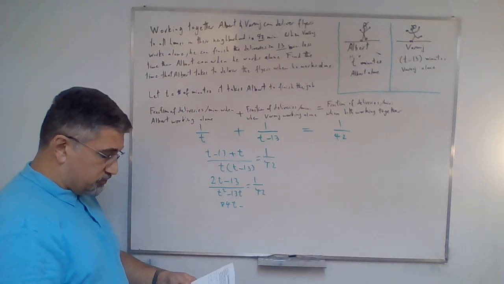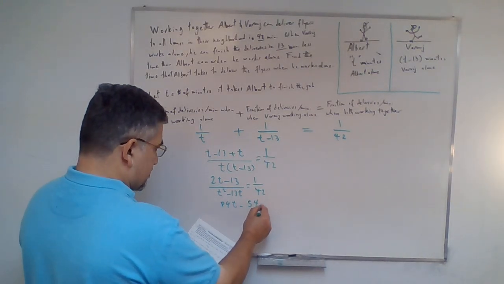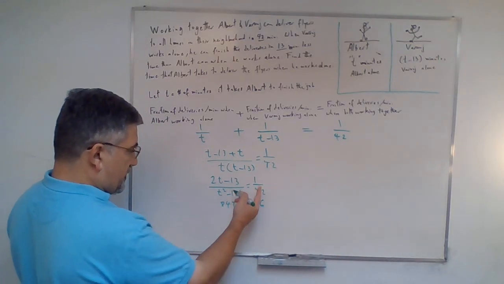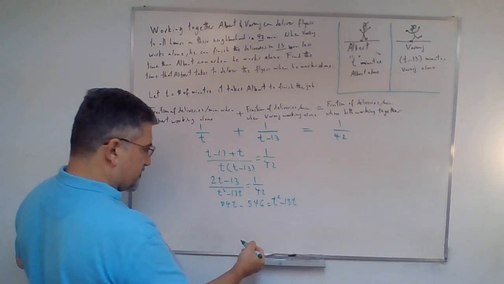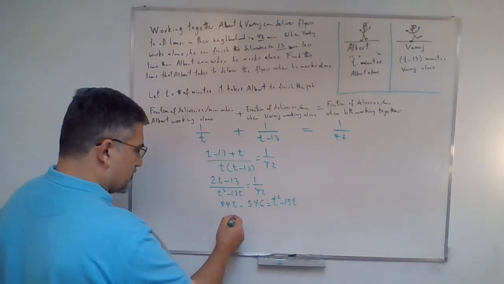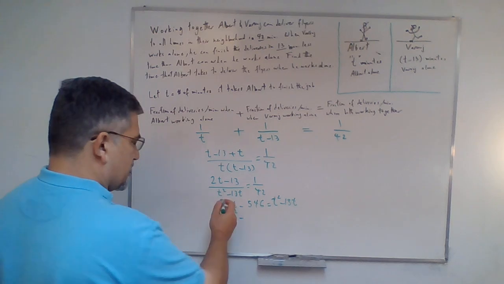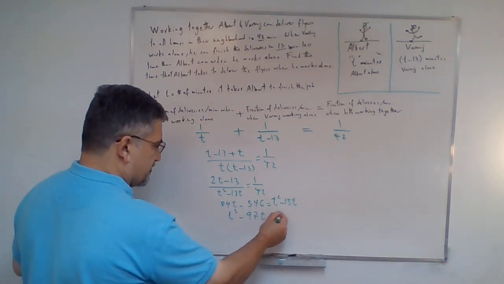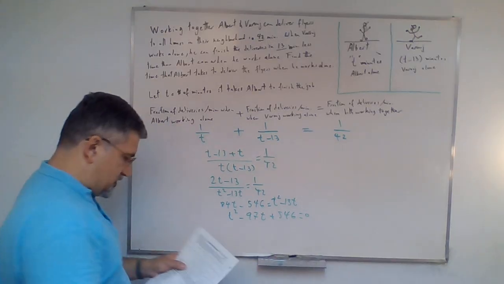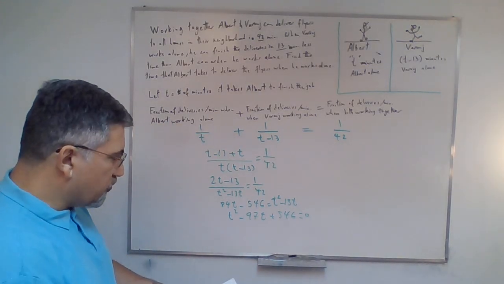13 times 42, we need a calculator. It's going to be 546, hopefully, and then equals t squared minus 13 times 1, obviously. So rearranging the terms, we get t squared, and then minus 89, so that's going to be 97, t plus 546 equals 0. Basically, we end up with a quadratic equation.